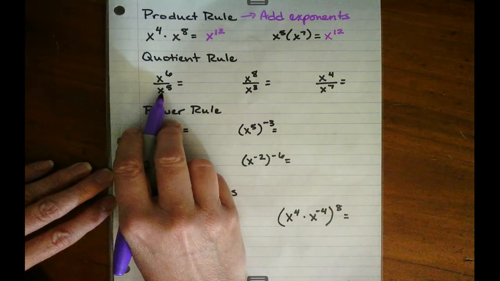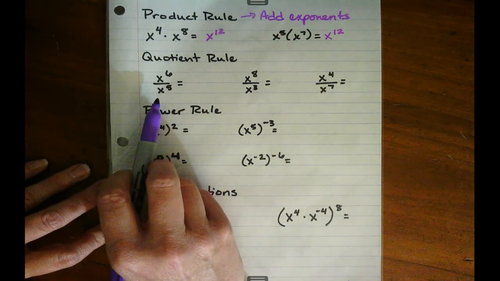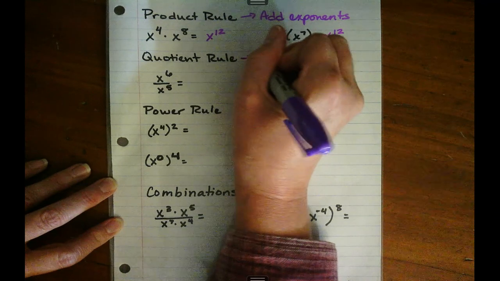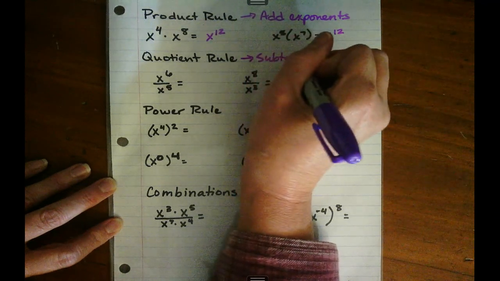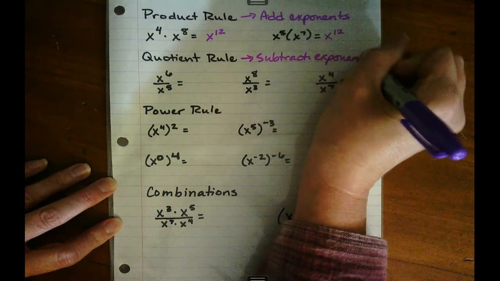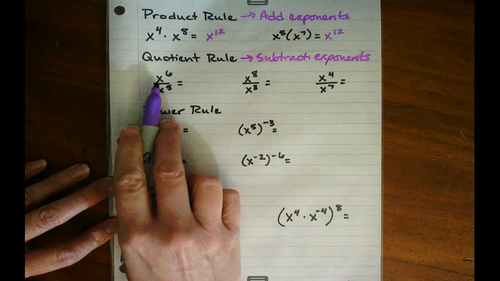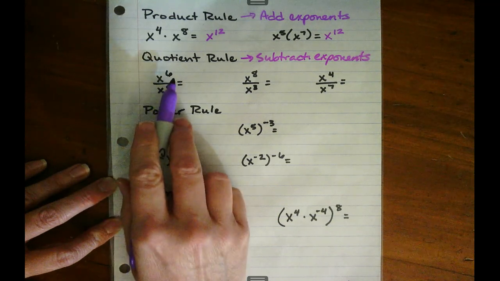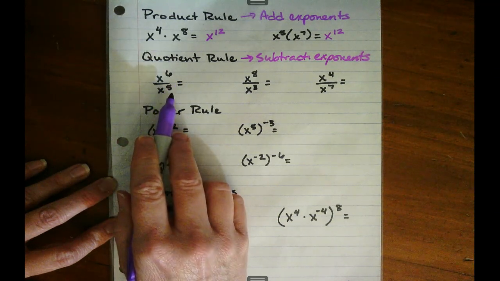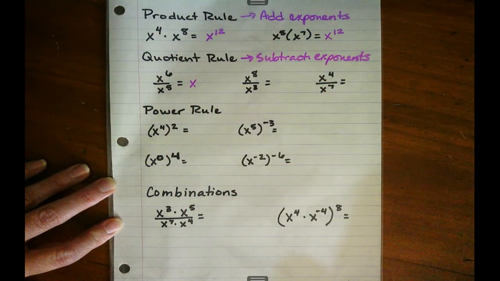On the next example, we are looking at the quotient rule. The quotient rule says that we are going to subtract the exponents. So on this example, we have x to the sixth over x to the fifth. 6 minus 5 is 1. So our answer is x to the 1 or just x, because that 1 can be invisible.